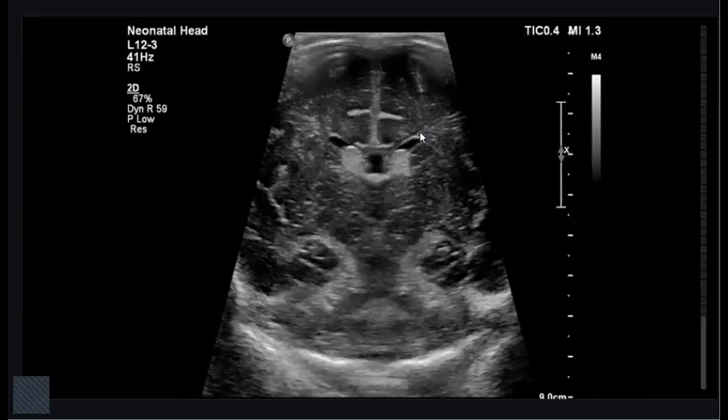I think this is a grade 2 because it is involving less than 50% of the ventricle size. If it involves more than 50%, then we call it grade 3. So this appears to be grade 2 germinal matrix hemorrhage, which is extending into the ventricle.